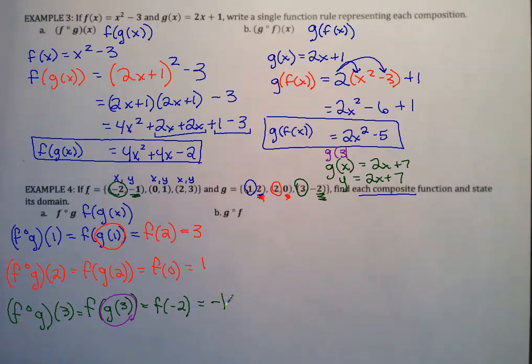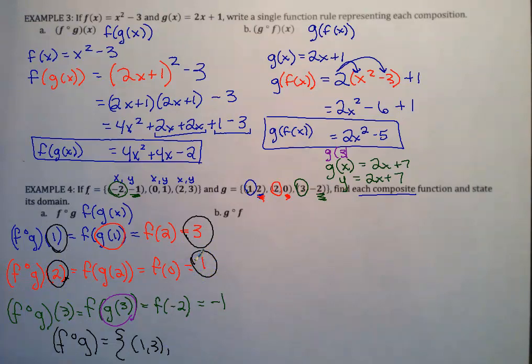But our final answer, f of g that we were talking about, equals the set, and we write them as ordered pairs. 1, 3. And the next pair is 2, 1. And the last pair is 3 and -1.